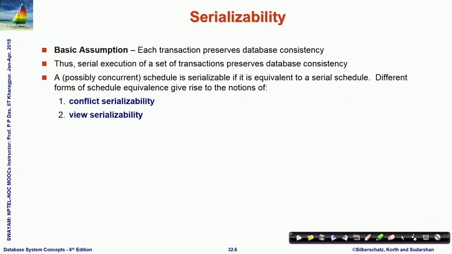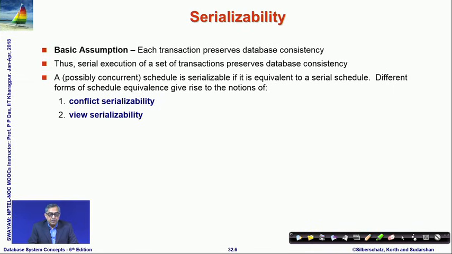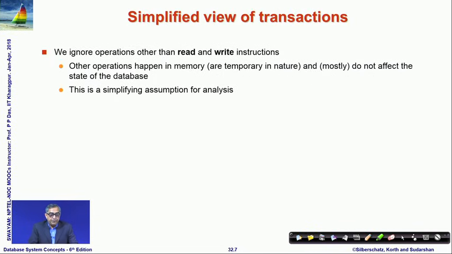So, if I have a concurrent schedule, like if you refer back to the last module, schedule 3, where the instructions of T1 and T2 are interleaved, then it will have to be equivalent to a serial schedule, either T1 after T2 or T2 after T1. Different forms of schedule equivalence are used. One is called conflict serializability and the other is called view serializability. In the present module, we will first discuss conflict serializability.